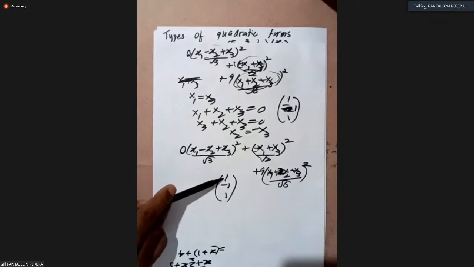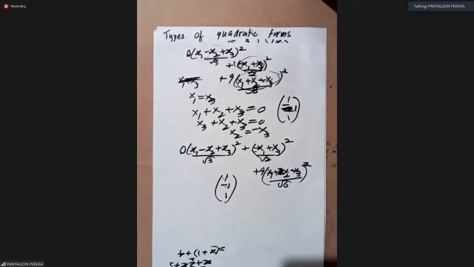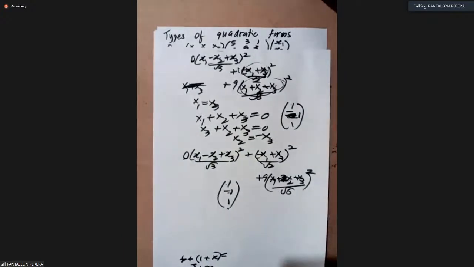So this is not the origin. At a point other than the origin, this becomes 0, since one eigenvalue is 0.